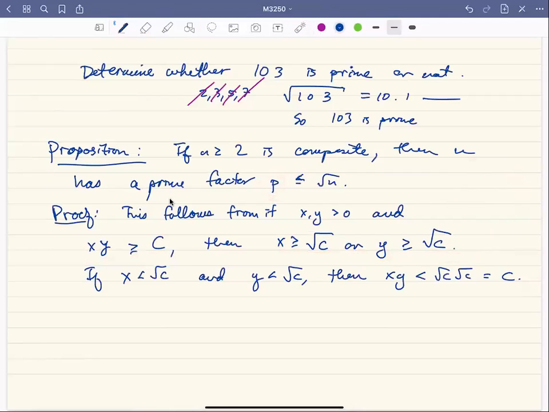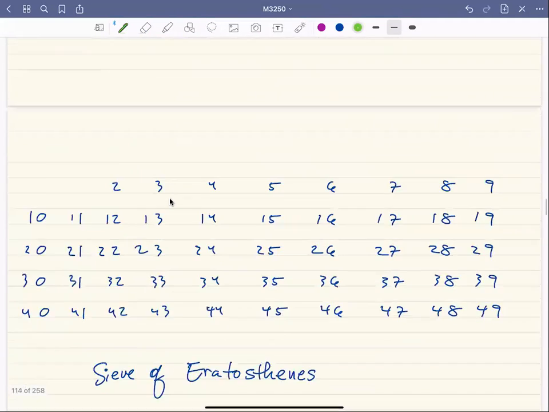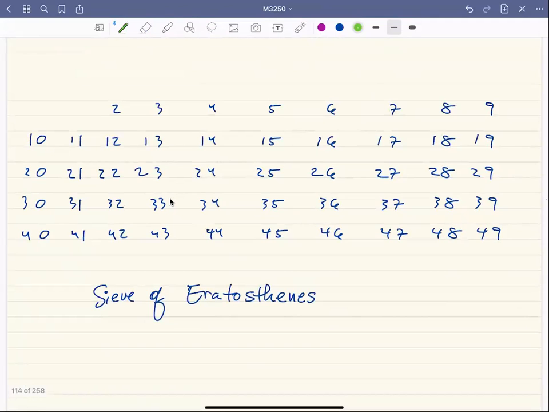So I'll just leave that as it is. But let's use this to find all the primes up to, say, 50. So I'm going to use this to find the primes. And this is, again, a method that was used by a Greek mathematician, polymath named Eratosthenes.